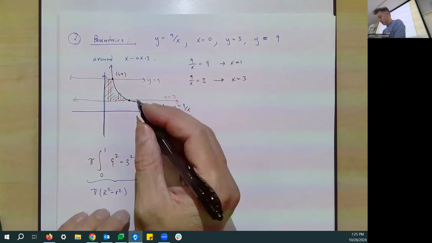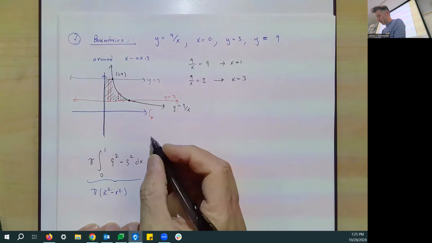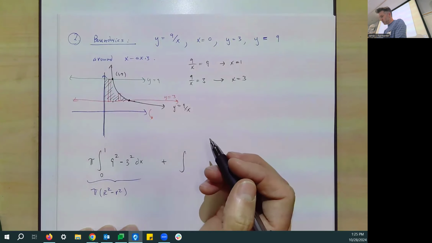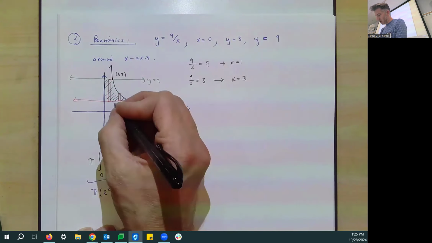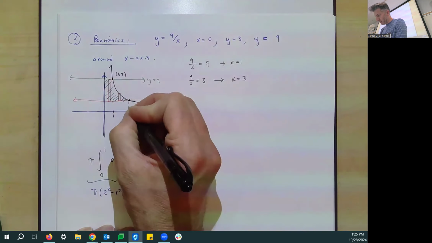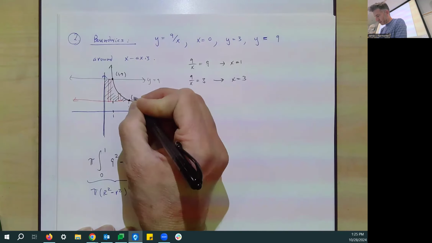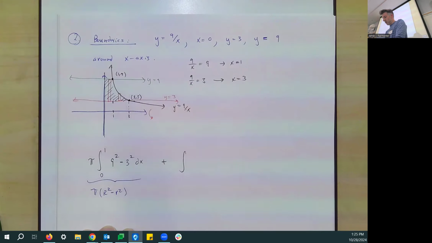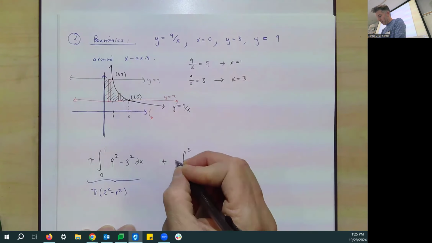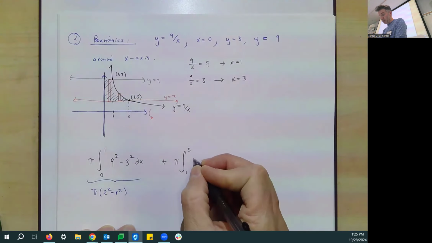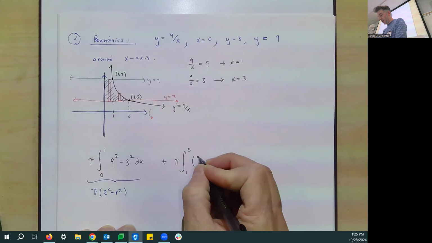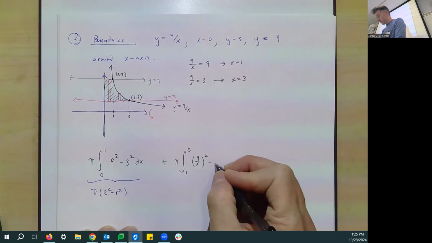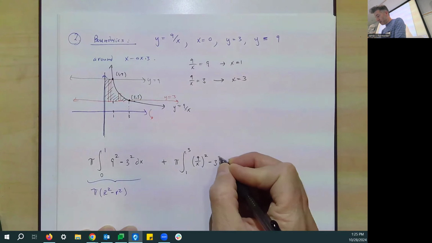Same deal for the next piece. But now we're going to go from x equals 1 to x equals 3. Yeah, sorry, getting the labels mixed up here. And that's, yeah, 3 comma 3. So here we're going to go from 1 to 3. And again, pi times my outer radius, which is now the function further away, which is 9 over x, squared, minus my inner radius squared, which is still y equals 3. And then we're squaring it.